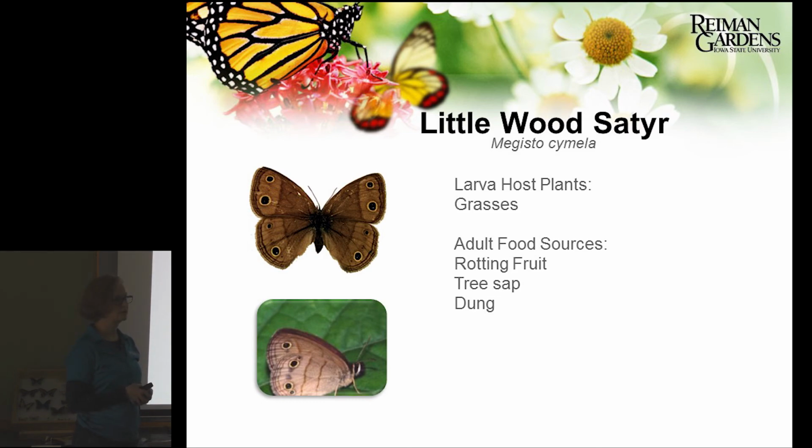Little wood satyr looks very similar to the common wood nymph. This is probably half the size of the common wood nymph though. So kind of a grayish brown, and again with the distinctive eye spots on the inside and outsides of the wings. Their larval host plant is also grass. They do like rotten fruit and tree sap as well.